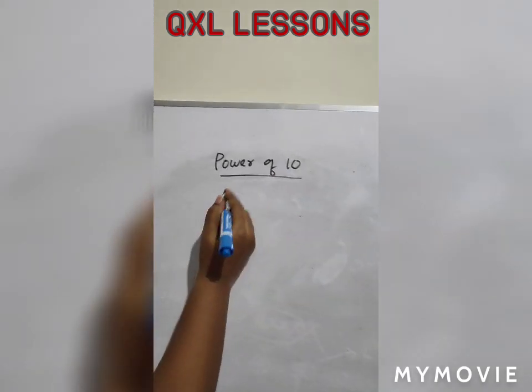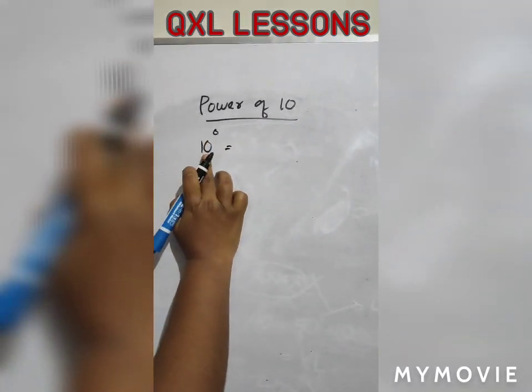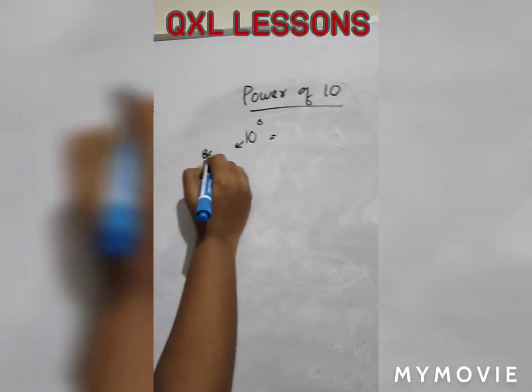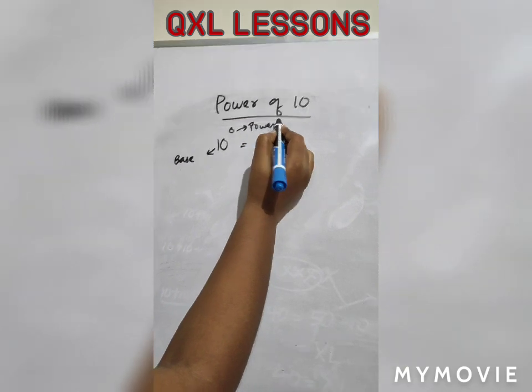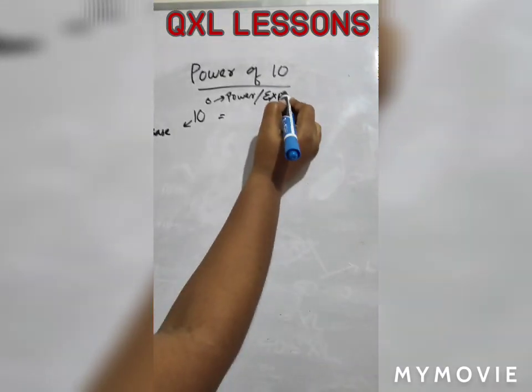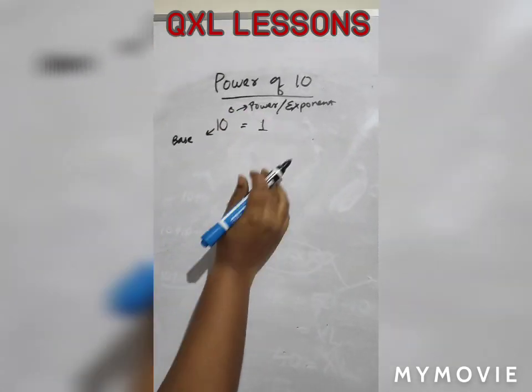This is about the power of 10. So 10 to the power 0. Here 10 is the base, and the number at the top, that is 0, is the power or the exponent. So any number to the power 0 always gives me 1. Okay, so that's why 10 to the power 0 gives me 1.